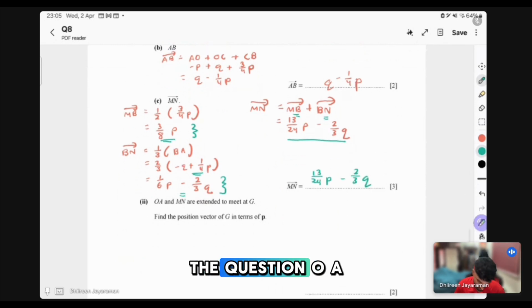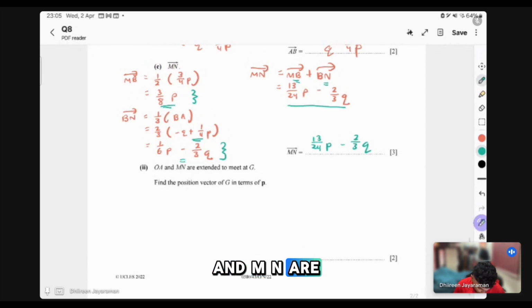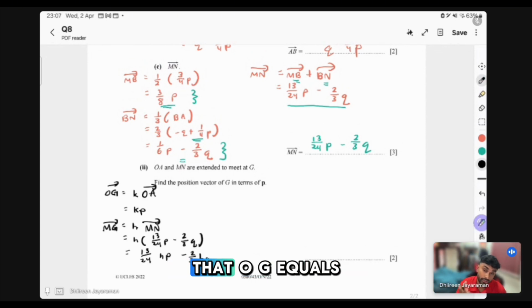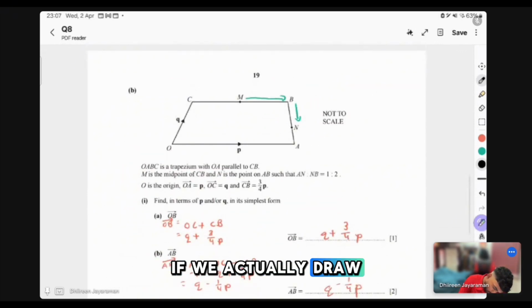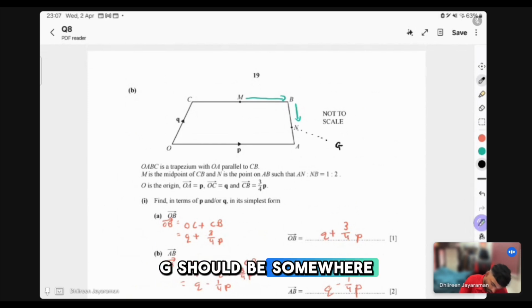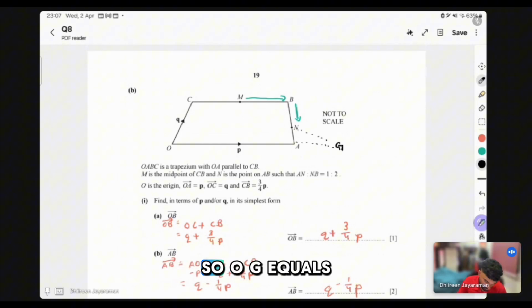Last part of the question. OA and MN are extended to meet at G. Find the position vector of G in terms of p. Here is the answer. Firstly, you know that OG equals a ratio of OA. If you look at the picture, if we draw it, G should be somewhere here. So OG equals k OA.